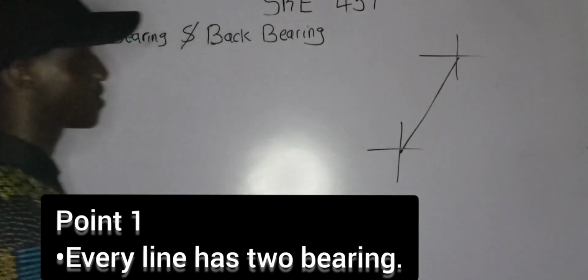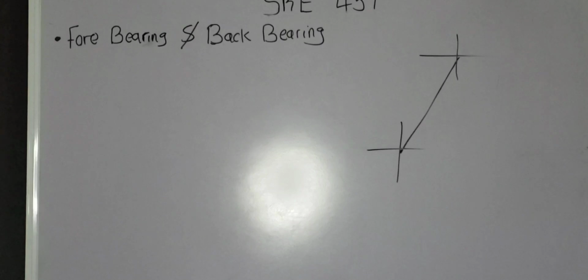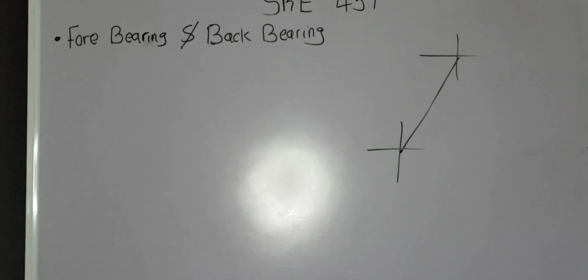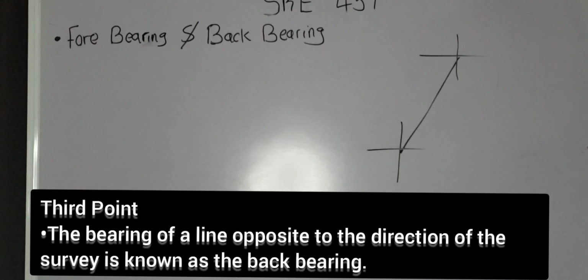Okay, now that's the first point. The second point is that the bearing of a line in the direction of the survey is known as fore bearing. Now what is fore bearing? Fore bearing is the bearing of a line in the direction of the survey. You can see that. The bearing of a line in the direction of the survey is known as the fore bearing. Now the third point is that the bearing of a line opposite to the direction of the survey is known as the back bearing.